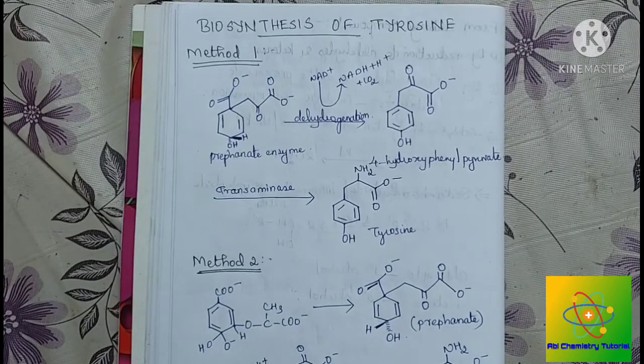In this video, we are going to learn the biosynthesis of tyrosine. So what is biosynthesis? It means the synthesis of any chemical compound by biological reactions taking place inside the body of any living organism. So here we are going to learn the biosynthesis of tyrosine and tryptophan in this video. There are two methods of preparing tyrosine. Both involve the prephenate enzyme, but only the starting material differs, but otherwise the reaction is the same, as you can see in the video.